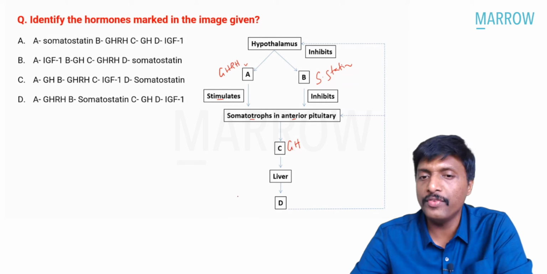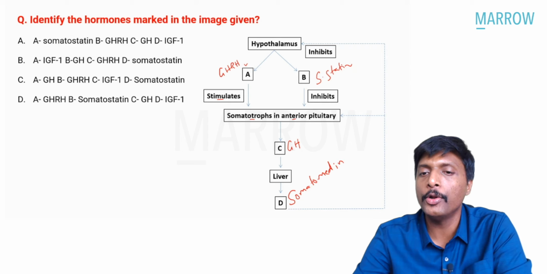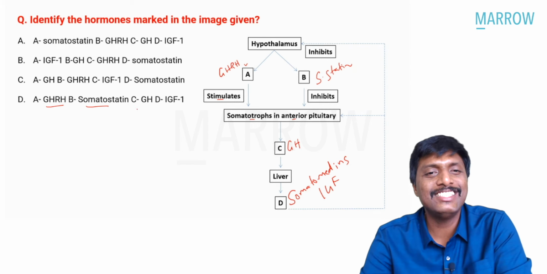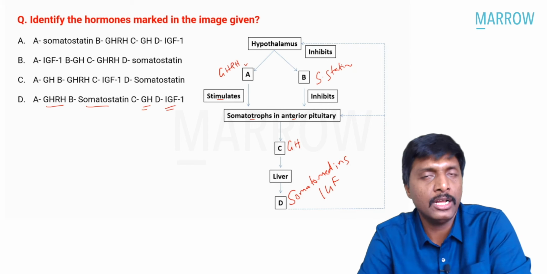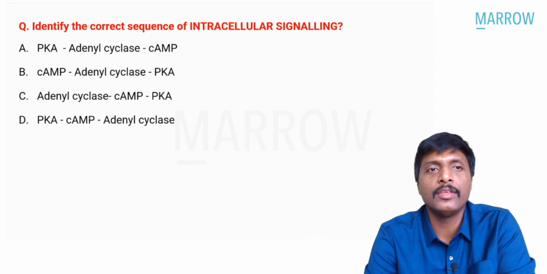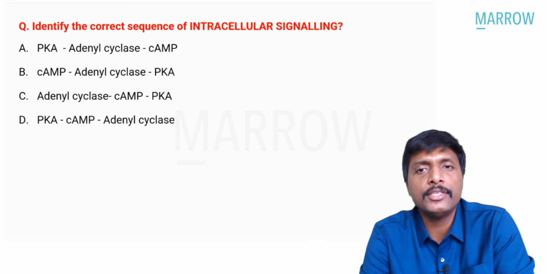This growth hormone will act in liver to form somatomedins. We all know the other name for somatomedin is insulin-like growth factor. Now let's fill all the puzzles. So what is this option A, growth hormone releasing hormone? B is somatostatin, C is growth hormone itself, and D is the one coming from liver, insulin-like growth factor 1. Another straightforward direct question. The answer is D. Next question. Identify the correct sequence of intracellular signaling.